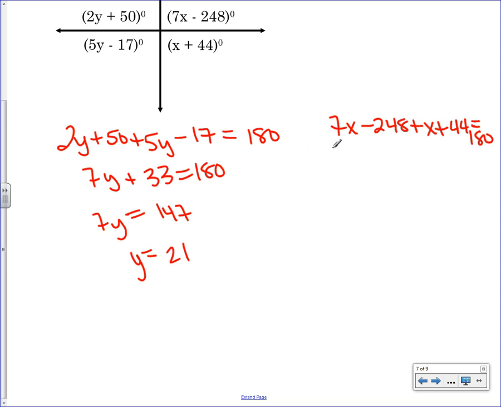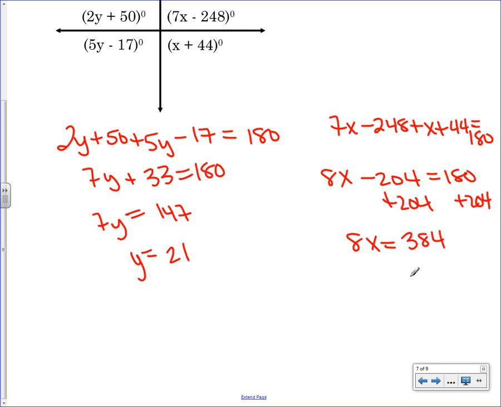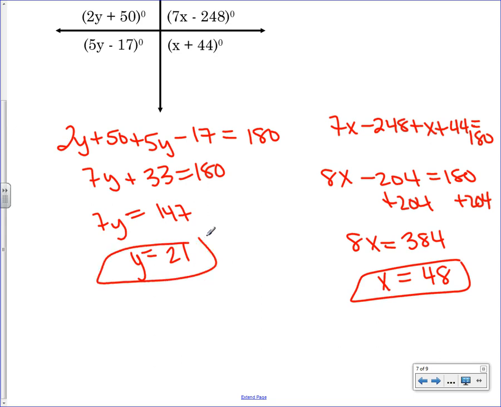What do you guys get for x before I do it? Should get 48, right? So combine like terms, we've got 7x and a 1x, that's an 8x. What's negative 248 plus 44? Negative 204 equals 180. Now we can combine, add the 204 here, add the 204 here. So 8x equals 384, divide by the 8, x is 48. They asked us for the variables, we found the variables. Are you guys okay? Okay.